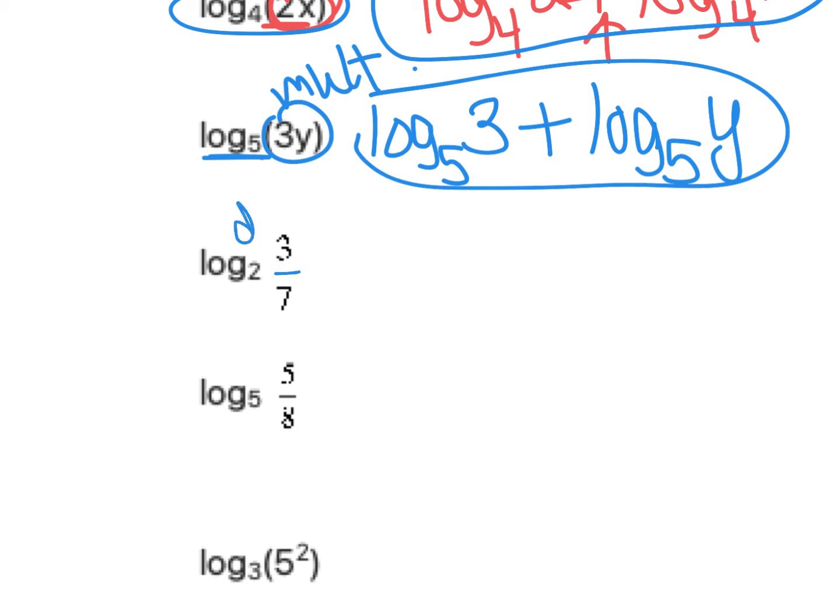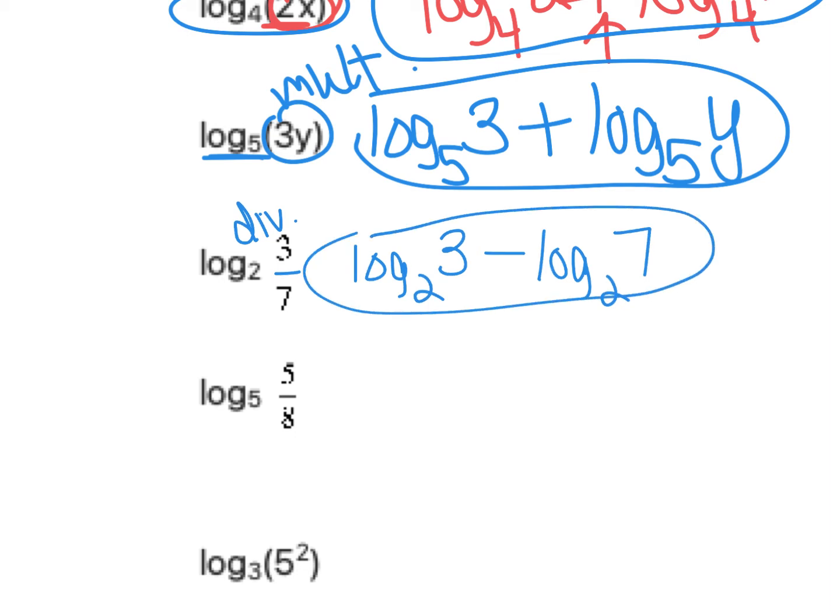Okay, so this is division, which means if we have division, we are going to use subtraction to separate them out and or expand them out. So I'm going to have log base 2, my top number is 3, and division means I'm going to subtract log base 2 of 7. And that's as much as we're going to do for right now.